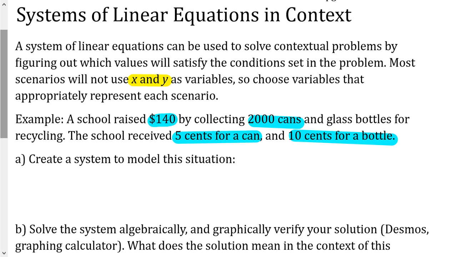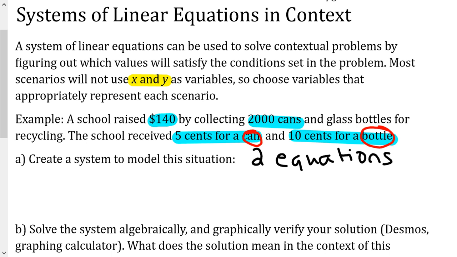Remember, a system, we have to have two equations, right? Two equations, but those need to be talking about the same thing, right? We always said a system of equations is two equations in the same variables. Here, what it's really looking like is our variables are going to represent cans and bottles, because those are the two different things we're working with. And our two equations are going to talk about the two different things we're doing with those cans and bottles.